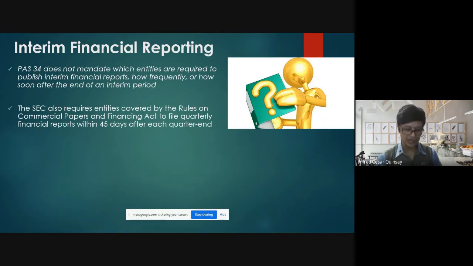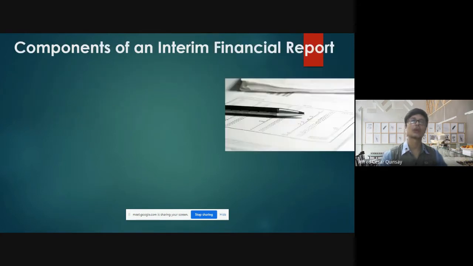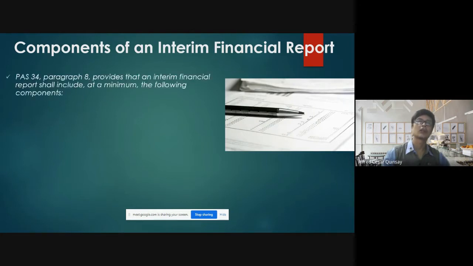Okay, so entities that provide interim financial reports in conformity with financial reporting standards shall conform to the recognition, measurement, and disclosure requirements. So speaking of the components of interim financial reports, PAS 34, paragraph 8 provides an interim financial report shall include at a minimum the following components.